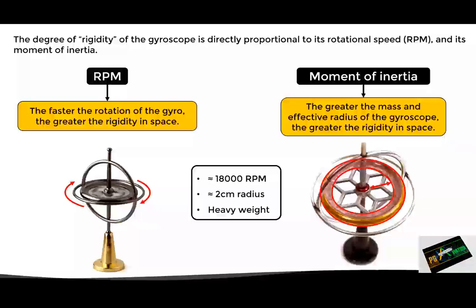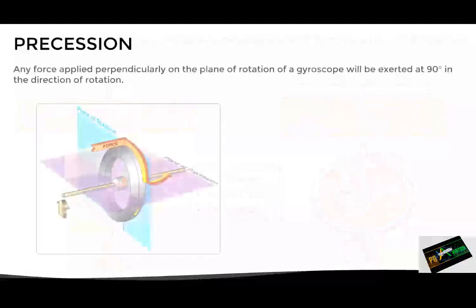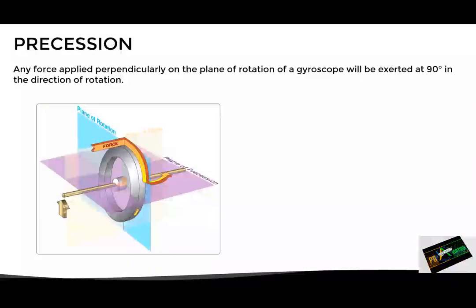With this being said, let's continue with the other gyroscopic effect. The precession. This establishes that any force applied perpendicularly on the plane of rotation of a gyro will be exerted at 90 degrees in the direction of rotation. This may sound a bit complex so far, but let's take a look at a couple of practical examples.